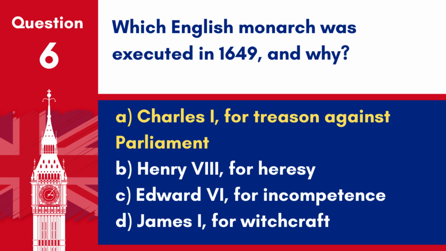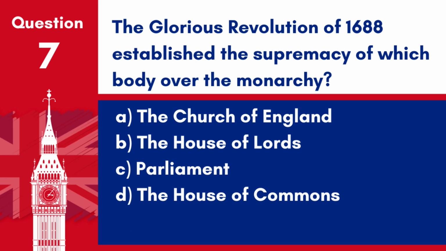Answer: A. Charles I for treason against Parliament. Charles I was executed in 1649 following the English Civil War, marking a significant moment in the struggle between monarchy and Parliament. Question 7. The Glorious Revolution of 1688 established the supremacy of which body over the monarchy?